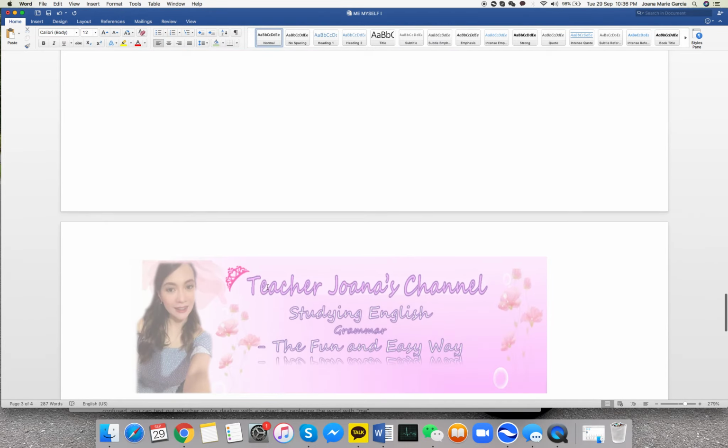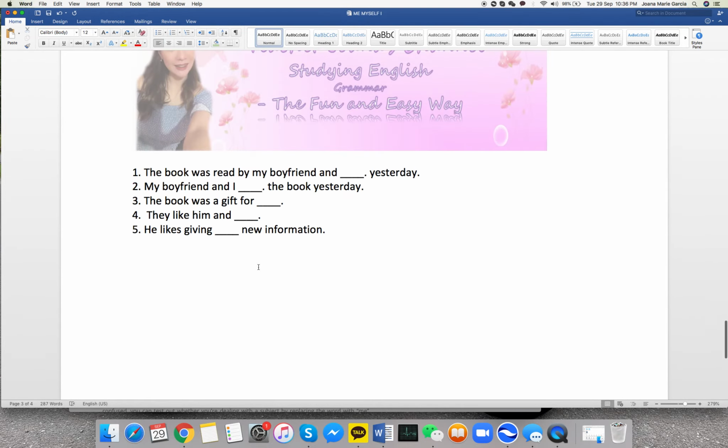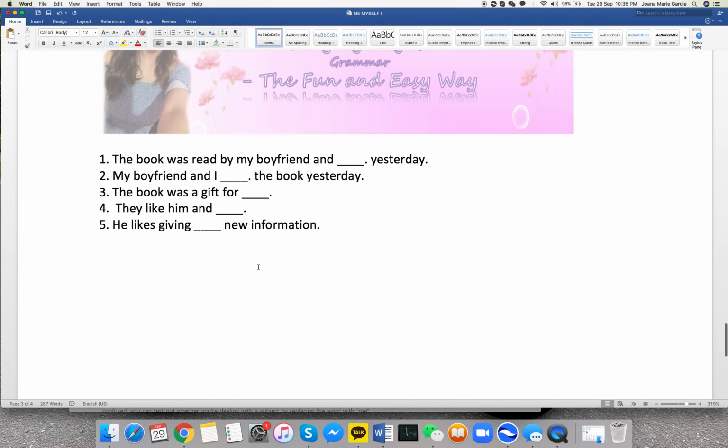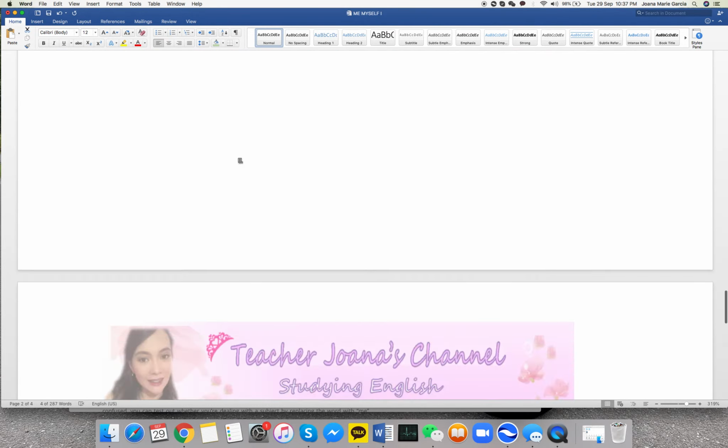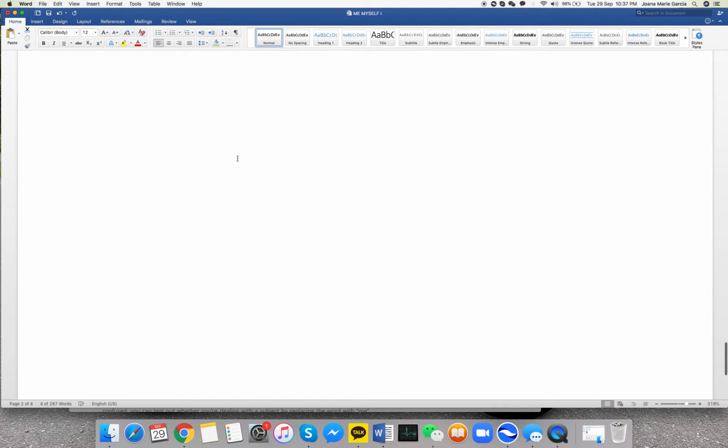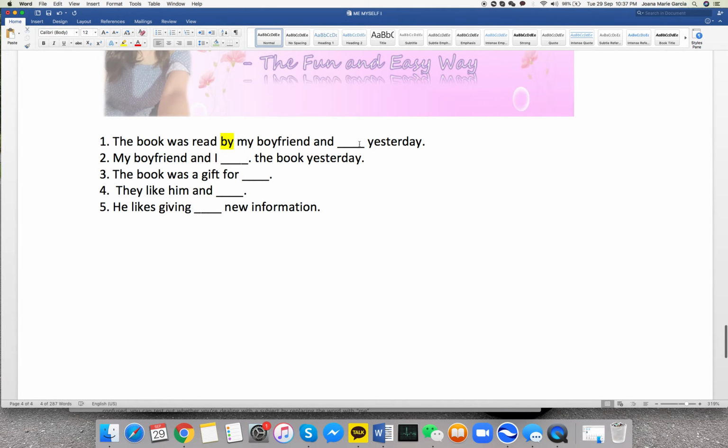Now I prepared here some questions, and let's try to answer this. The book was read by my boyfriend and blank. So what is the answer? I'll give you a hint. There is actually "by" here. If there is "by," what are these parts? Those are objects of the preposition. If those are objects, of course, the object form is actually like "me." So the book was read by my boyfriend and me.